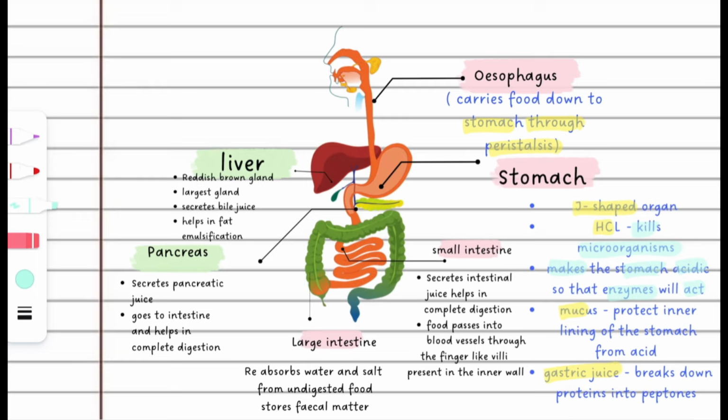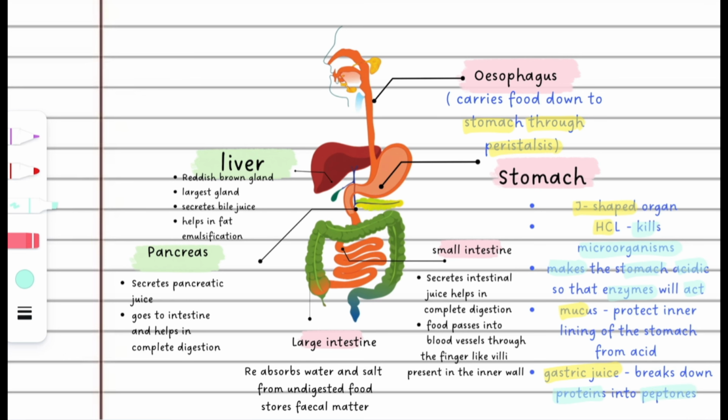Next is mucus. So what is the function of mucus? Mucus helps to protect the inner lining of the stomach. The stomach produces acid, so it can harm the inner lining of the stomach. So to protect the inner lining, mucus is produced. Also it produces gastric juices. Now gastric juices help in the breakdown of proteins into peptones.